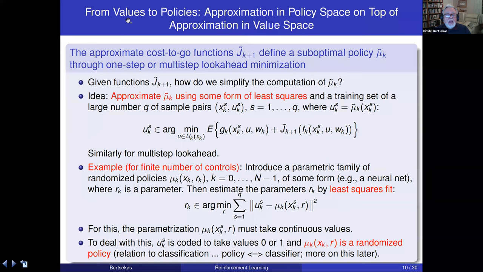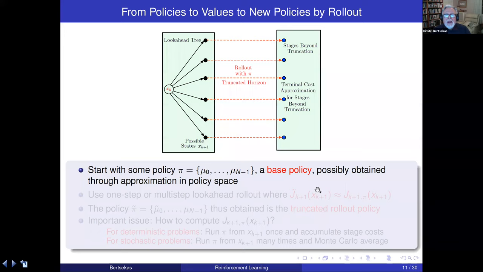So that's how we go from J tildes to mu tildes. Generate a training set and do least squares fit. Now, how do we go from policies, from mu tildes, to J tildes? Well, we do this by rollout. We start with some policy, which may have been obtained by approximation in policy space. This is a base policy that we can use in a rollout scheme, one step or multi-step, whereby after the look-ahead tree, we use the policy to generate cost-to-go approximations. J tilde here is an approximation to the cost of the base policy. That's what rollout is. And it may also involve a cost function approximation at the end.